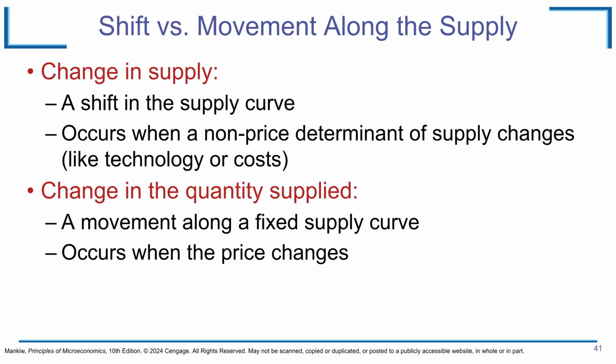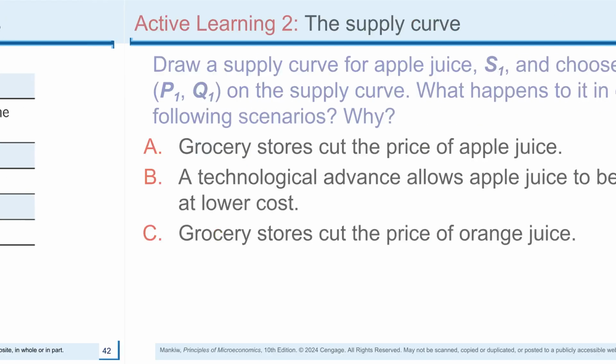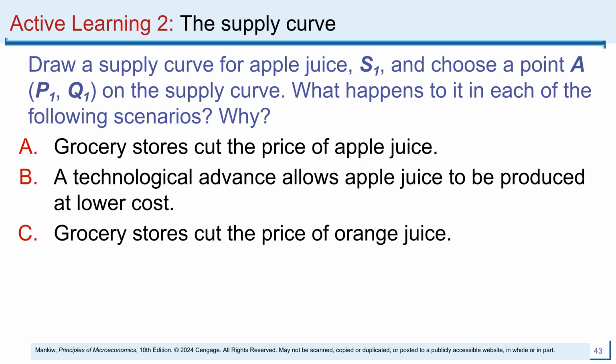As with demand, we must distinguish between a change in supply and a change in the quantity supplied. A change in supply is a shift of the curve, while a change in quantity supplied is a movement along the curve. Here is a summary of the variables that influence sellers. Remember the rule: if the variable is on the axis, it causes a movement. If it is not, it causes a shift. Let's apply this in an active learning exercise.